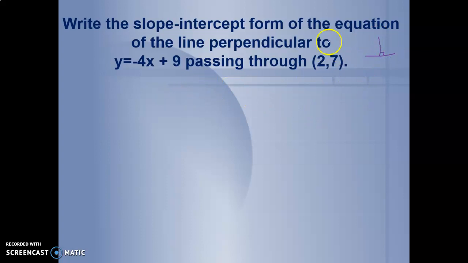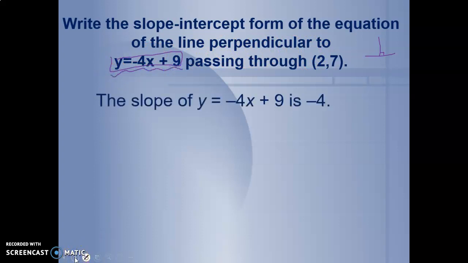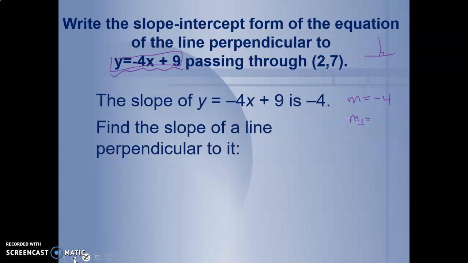Let's write the slope-intercept form of the equation of the line perpendicular to this line, but passing through 2, 7. So the first thing we need to do is identify the slope of this line. The slope of this line is negative 4. So a line perpendicular to it, the slope of the perpendicular line would be what? Hopefully you said 1/4, and that would be positive because we flip it and we change the sign. So the slope of the perpendicular line is 1/4.